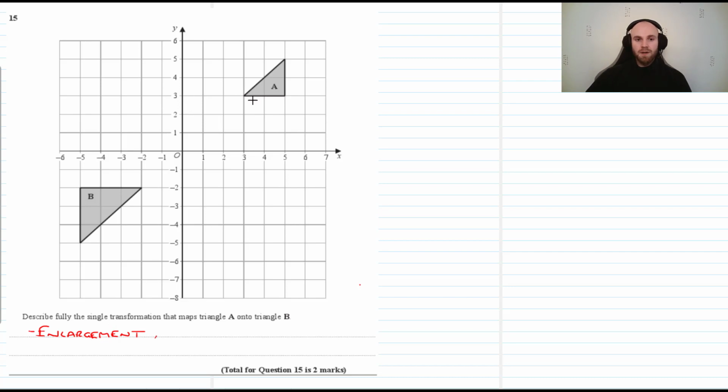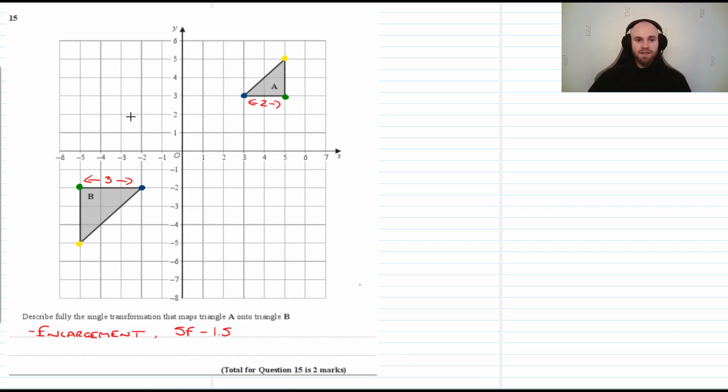And when it comes to the scale factor, well, we can see here on this side of A, this side is going to be 2. This side here, this corresponding side on triangle B, is going to be 3, which would suggest it is a scale factor of 3 over 2, or 1.5. However, we also need to take into account that this triangle A has been flipped, which means that this scale factor is going to be negative. So it's going to be a scale factor of negative 1.5.